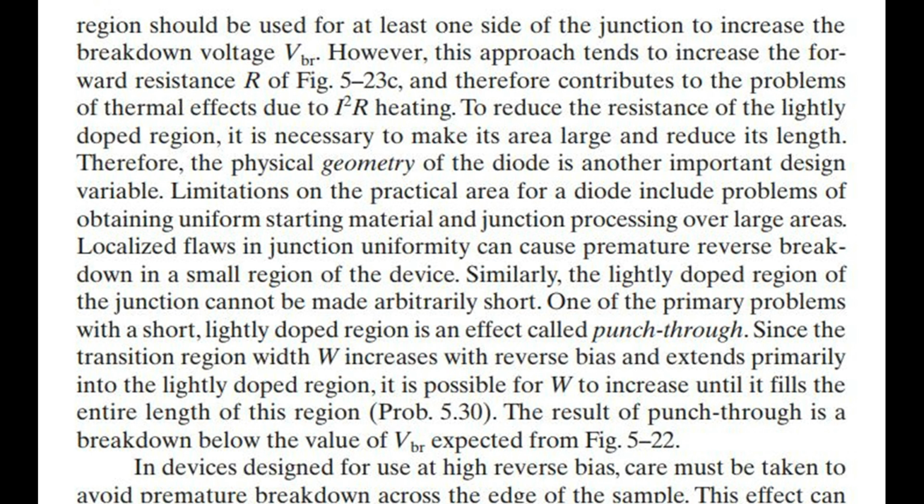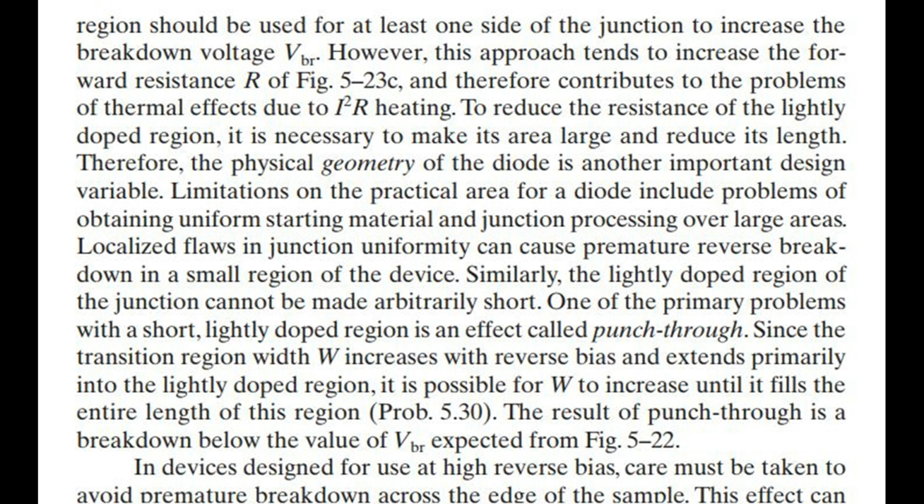However, this approach tends to increase the forward resistance R of Fig 5.23c, and therefore contributes to the problems of thermal effects due to I²R heating. To reduce the resistance of the lightly doped region, it is necessary to make its area large and reduce its length. Therefore, the physical geometry of the diode is another important design variable.